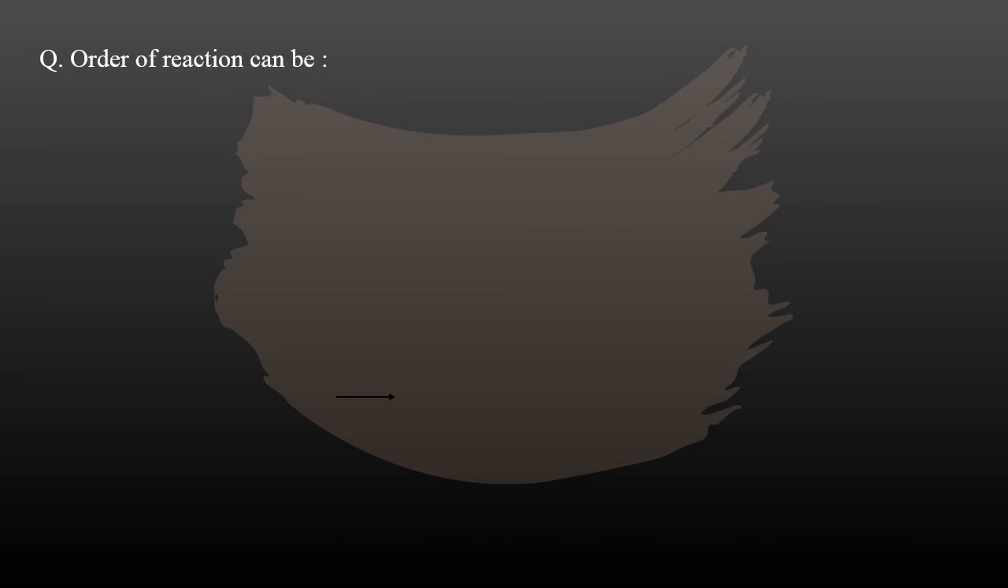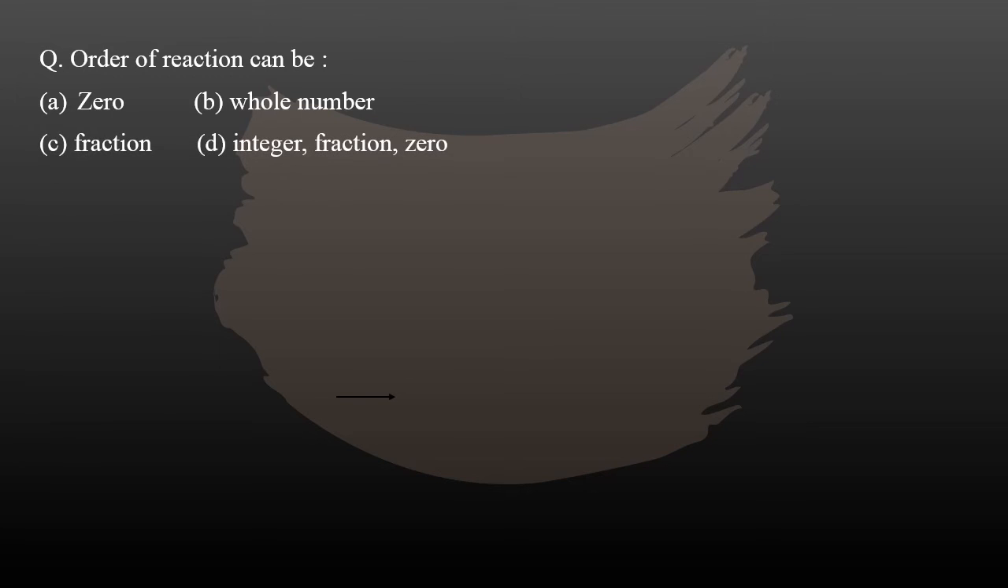So, the next question is, order of reaction can be. Options are 0, whole number, fraction, and integer, fraction, or 0. The order of a reaction can be a fraction, it can be an integer, and it can be a 0. So the correct option is option D here. Order of a reaction can be integer, fraction, and 0.